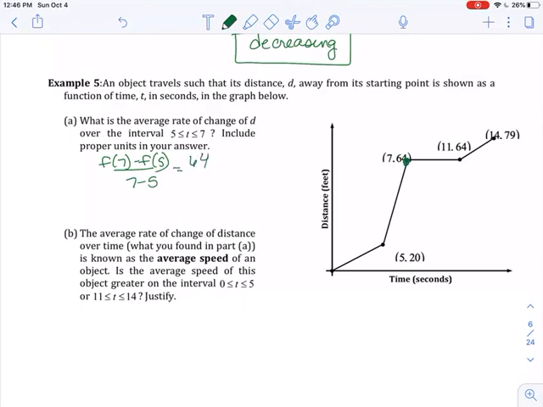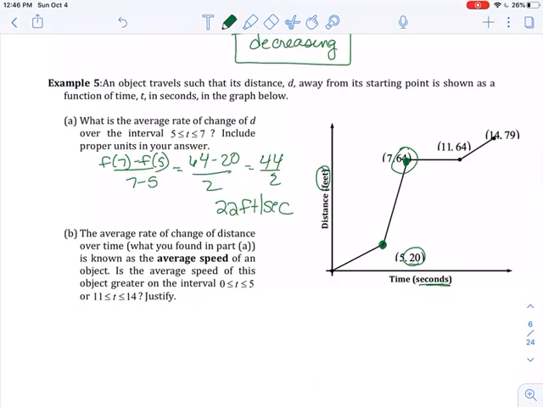Well, let's find f of 7. It is right here. F of 7 is 64. F of 5 is down here. F of 5 is 20. See how I'm getting those numbers? So 64 minus 20, and 7 minus 5 is 2. Well, that's 44 over 2, which is 22, and I'm talking about feet per second. See how the feet and the second? So 22 feet per second.